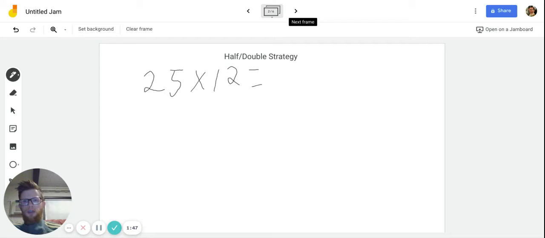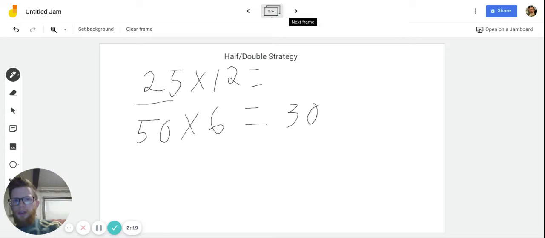So just looking at these two numbers, I know that I really can't break 25 in half. I could, but I'm not going to get a solid whole number. So I'm going to double the 25, and I'm going to break the 12 apart in half. So if I double 25, I get 50. And now 12, I'm going to break apart into half. So half of 12, I know is 6. Right? So 50 times 6, right, is just 300.